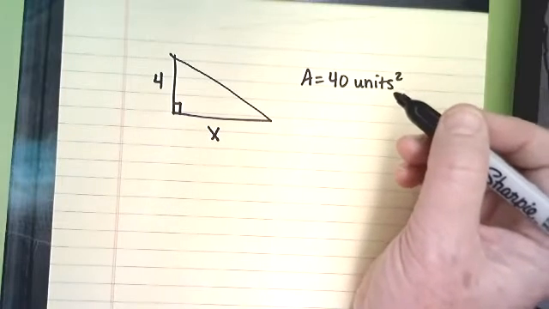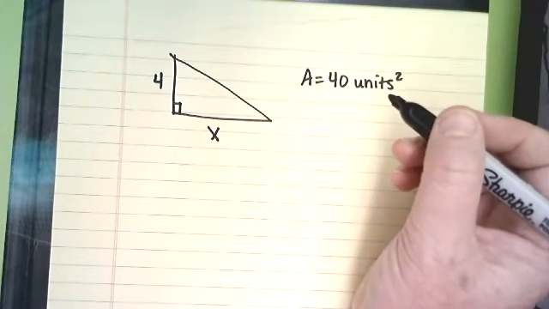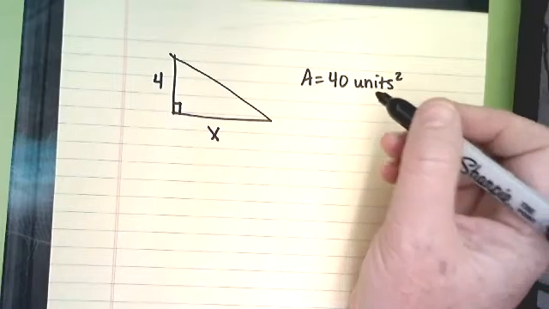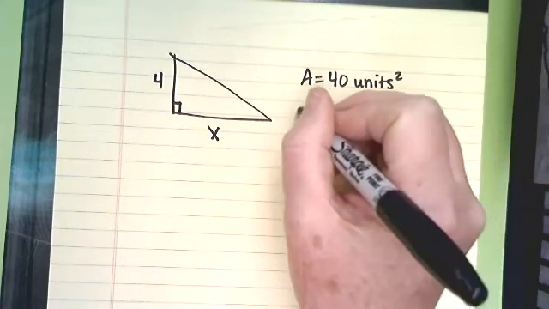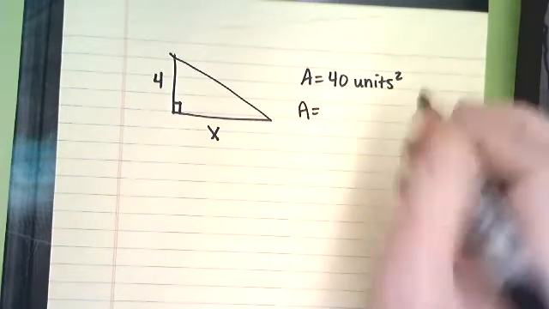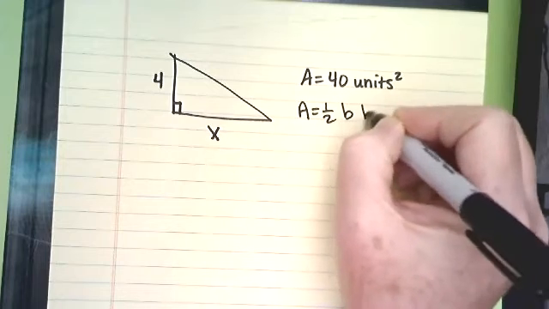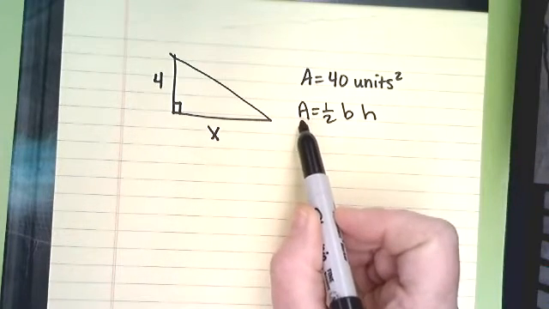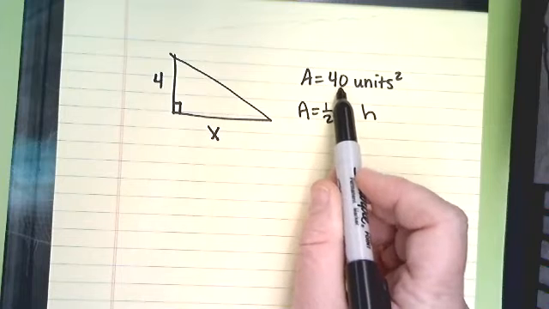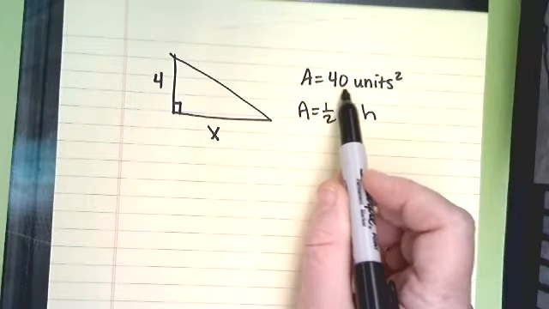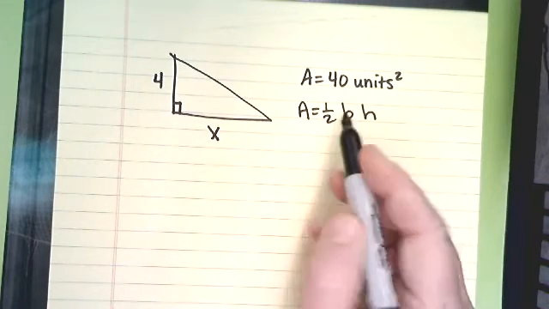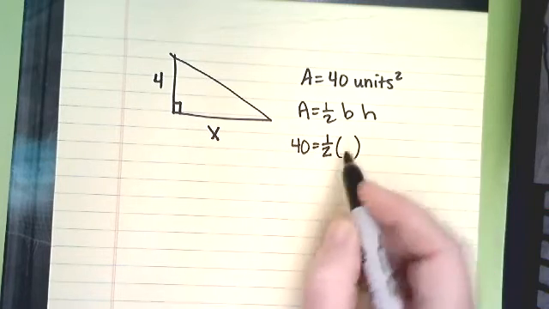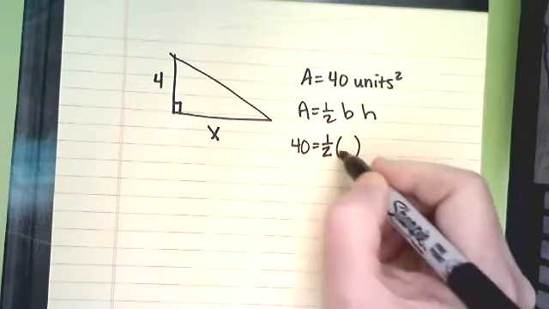How do you think we should start this? Yeah, let's plug it all in. Let's plug it all in to this formula, put every number where it goes. So what goes in place of A? You have a number, 40 equals 1/2. Do I know the base? It's X. I'm going to put an X.